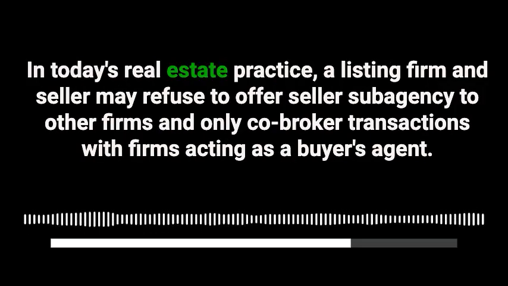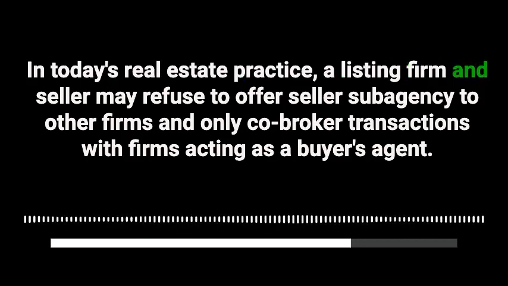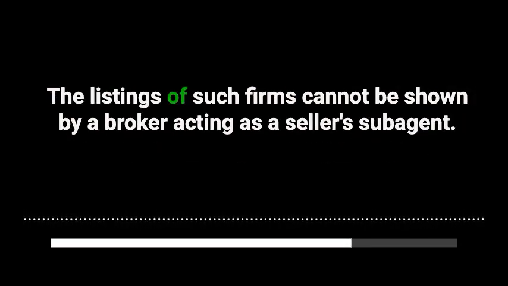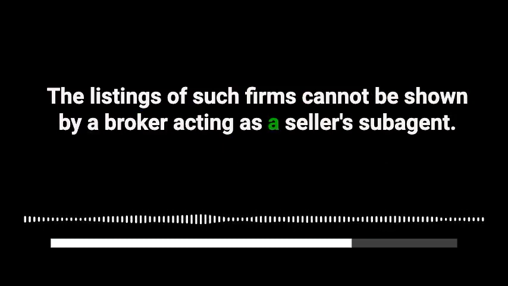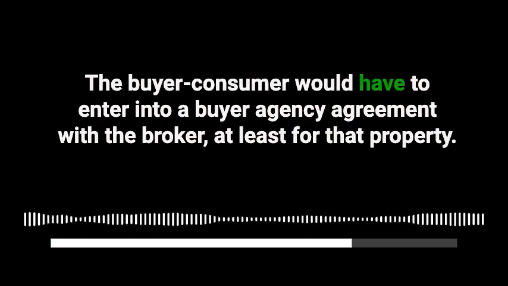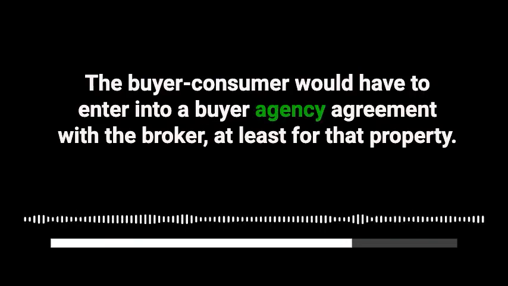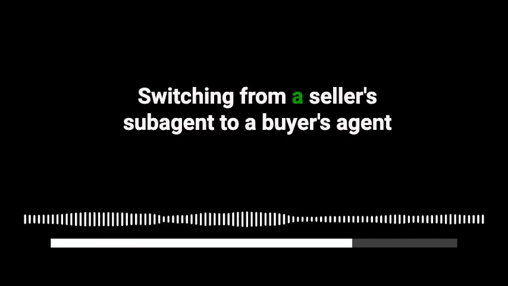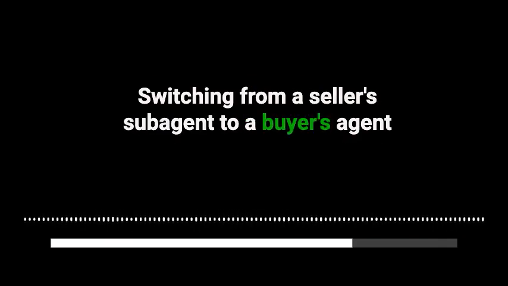In today's real estate practice, a listing firm and seller may refuse to offer seller subagency to other firms and only allow co-broker transactions with firms acting as a buyer's agent. The listings of such firms cannot be shown by a broker acting as a seller's subagent. The buyer-consumer would have to enter into a buyer agency agreement with the broker, at least for that property, switching from a seller's subagent to a buyer's agent.